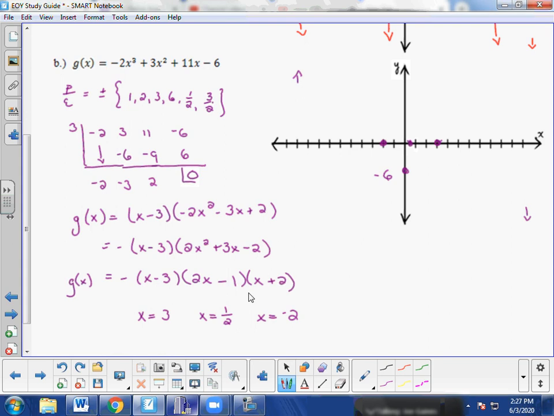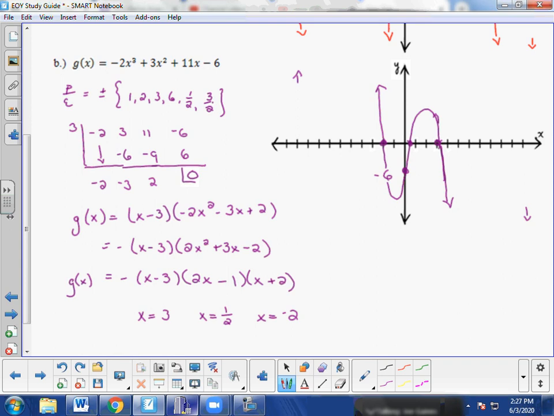None of these factors occur more than one time, so it's going to pass through each one of them. So this graph is going to go up here from that negative 2, moving to the left. It's going to come down somewhere between negative 2 and 1/2. It's going to turn around. It's going to go through my y-intercept. It's going to go through 1/2, somewhere between 1/2 and 3. It's going to turn around, and then it's going to carry down through 3, and then approach negative infinity on the y-axis. And so this would be the graph for g of x.